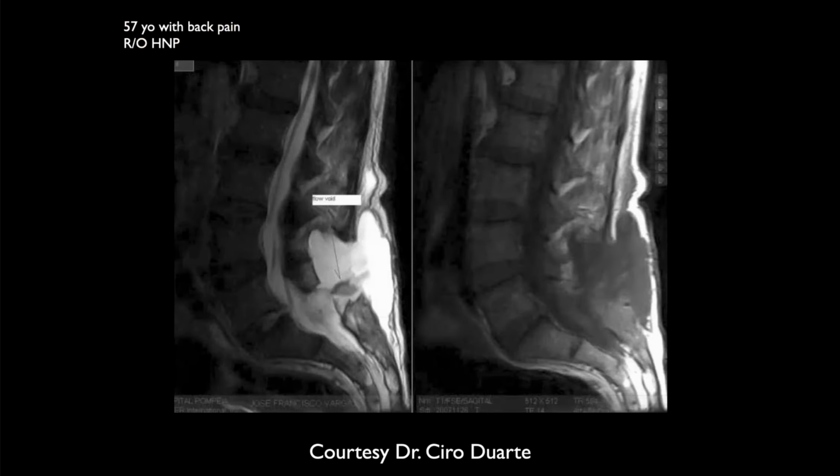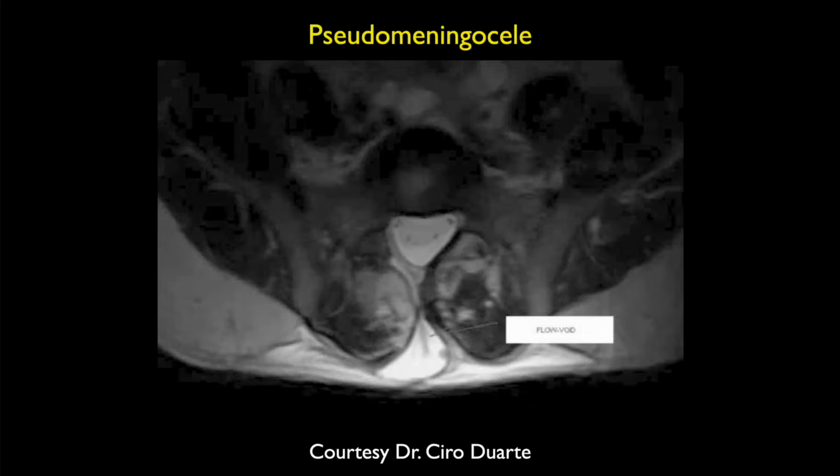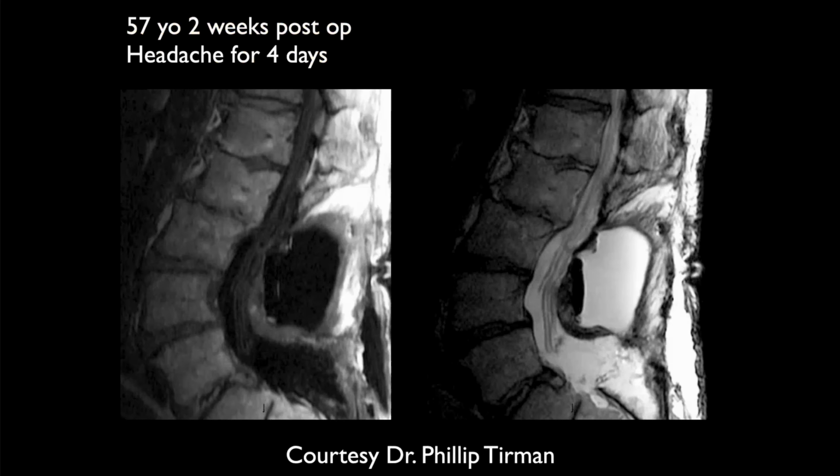So what do you think this might be? And this patient's obviously had surgery, so there's a big post-op defect there. Yeah, large post-op defect. Yeah. And so this is a flow void. This is a patient with a pseudomeningocele. And this is pulsation of CSF into the pseudomeningocele. Okay.